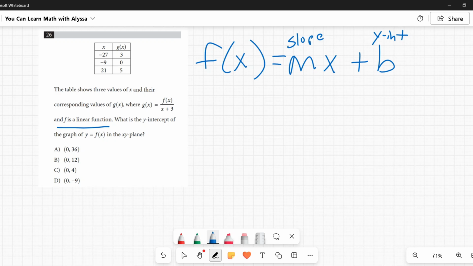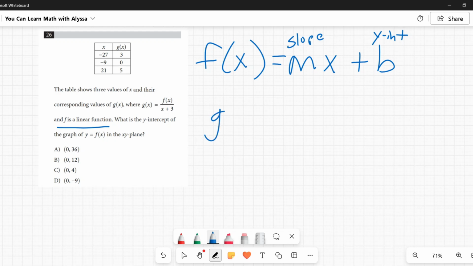But how do we get this? We're not given anything, right? We're given g of x. We don't know any points for f of x, and we don't know the slope. Well, let's look at our g of x. It says that when I plug in a number x into f of x, and then I plug this into g of x, this is the number I get out. So let's start setting this up.